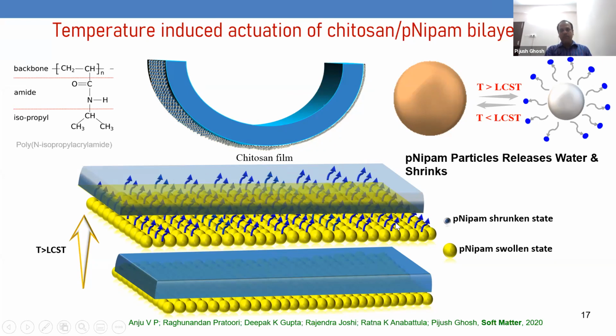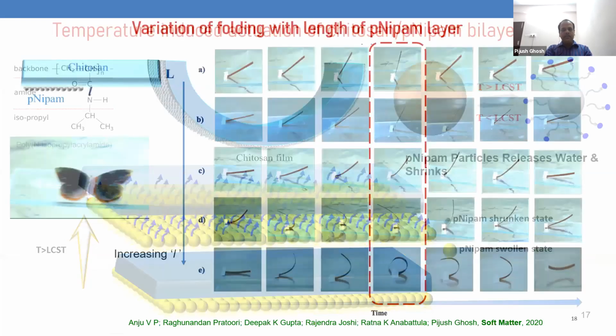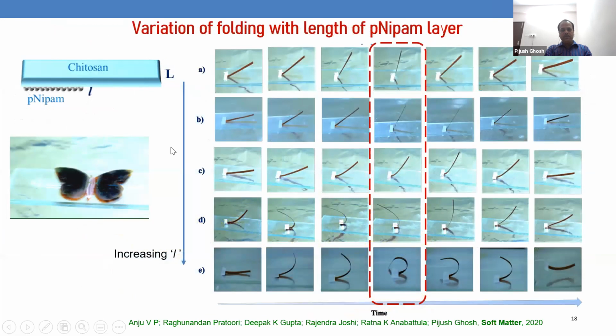We put a coating of PNIPAM at the bottom, and then we raised the temperature above its LCST. Typically the LCST for PNIPAM is 32 to 37 degrees if you tune it, but that's pretty much the temperature range. And we have seen that you get the folding because of the water supplied by the PNIPAM. We also varied the layer. As you see here, this is the chitosan film, and this is the layer of PNIPAM, which supplies the solvent for the chitosan film to fold.